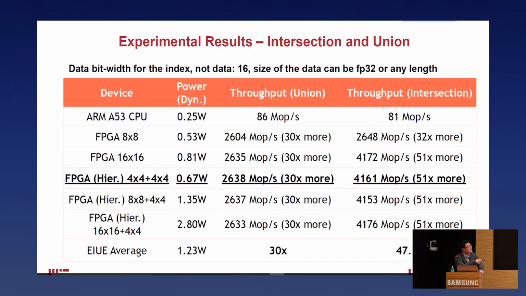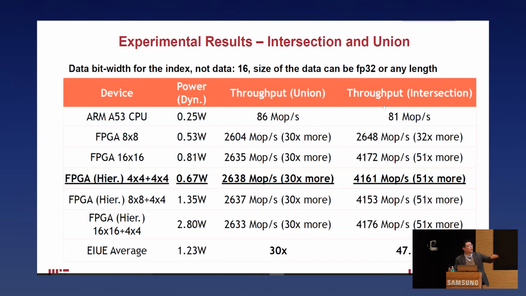And if we increase the array size to a 16 by 16 array, the intersection can have 51 times better throughput because previously it was computation bound. Now increasing the array size relaxes this computation bound. Well, for the union operation, since the output is larger, it takes more memory bandwidth. It's memory bound, so increasing the array size doesn't improve the throughput.